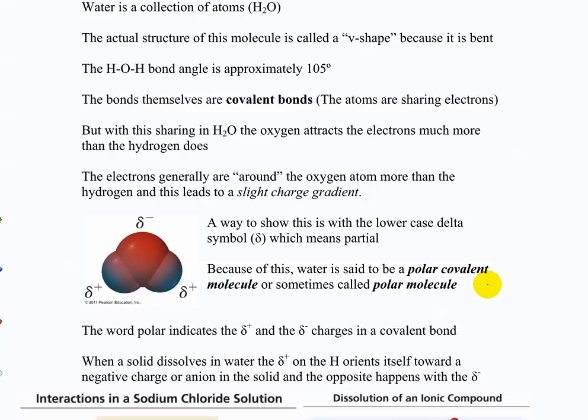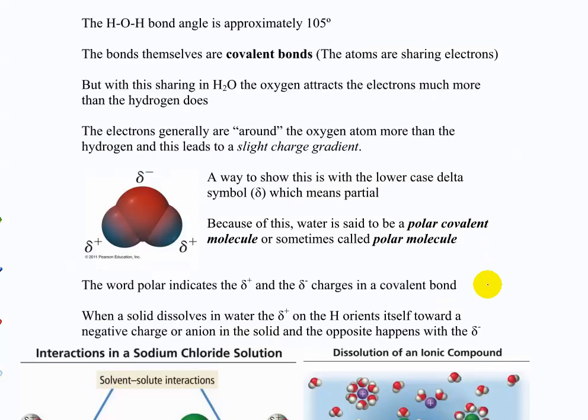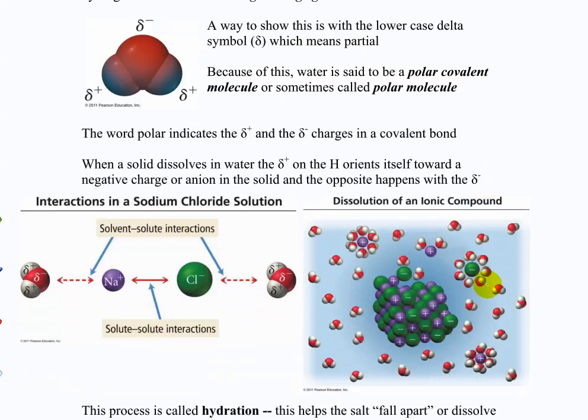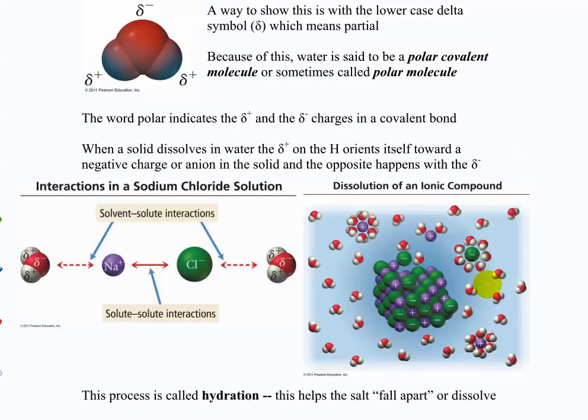We show a partial charge by using the Greek lowercase letter delta. If it were a full charge, like an ion, we just write the full charge. But it's not actually a full charge. It just means that the oxygen is a little more negative, the hydrogen is a little more positive. And this is why it's so important. This polarity of water is what gives water its dissolving power.